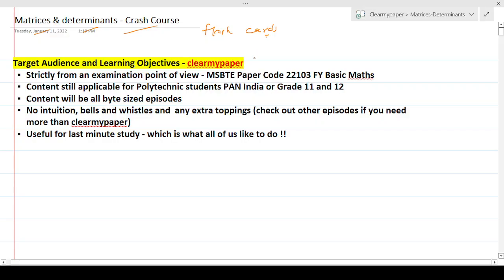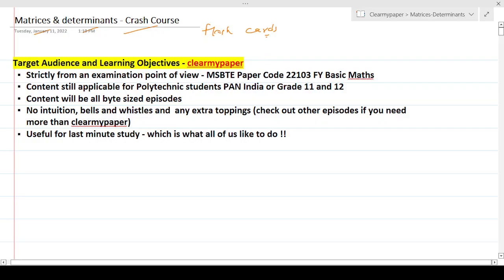And just as a quick preamble, who should refer to this? Any audience whose learning objective is just to clear a paper, you're not really worried about understanding the concepts and stuff like that. Your job is just to clear your paper, get over the hump, get the bare minimum, or whatever your goal is. You should go through these episodes along with the examination problems.